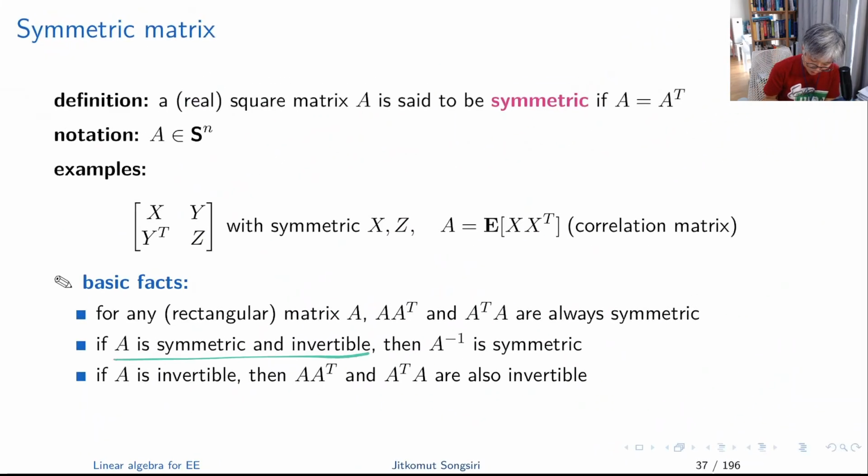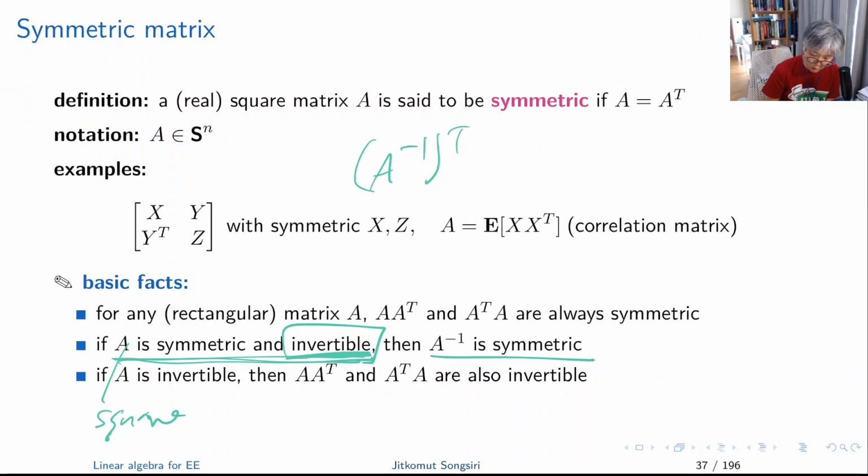If A is symmetric and invertible, that implicitly assumes that my A is square, otherwise you cannot talk about being invertible. Then, if that assumption holds, A inverse is symmetric. If you take the inverse and then transpose, it's going to be the same as A inverse. The third bullet is that if A is invertible, A transpose and A transpose A are also invertible. This can be proved quickly, or I hope you prove it, okay?